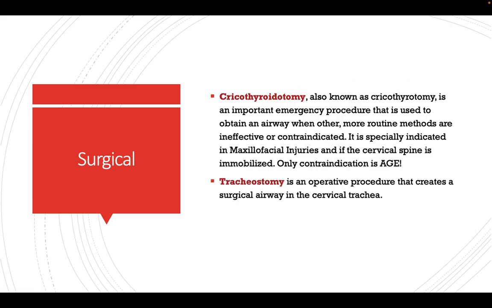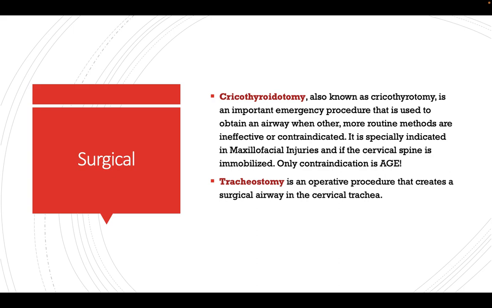Then comes the surgical. There are two methods. One is emergency, that is cricothyroidotomy, also known as cricothyrotomy, an important emergency procedure that we do if the patient is having facial trauma, facial injuries, or we can't perform the endotracheal intubation, so we go for the cricothyroidotomy. The second is the tracheostomy.